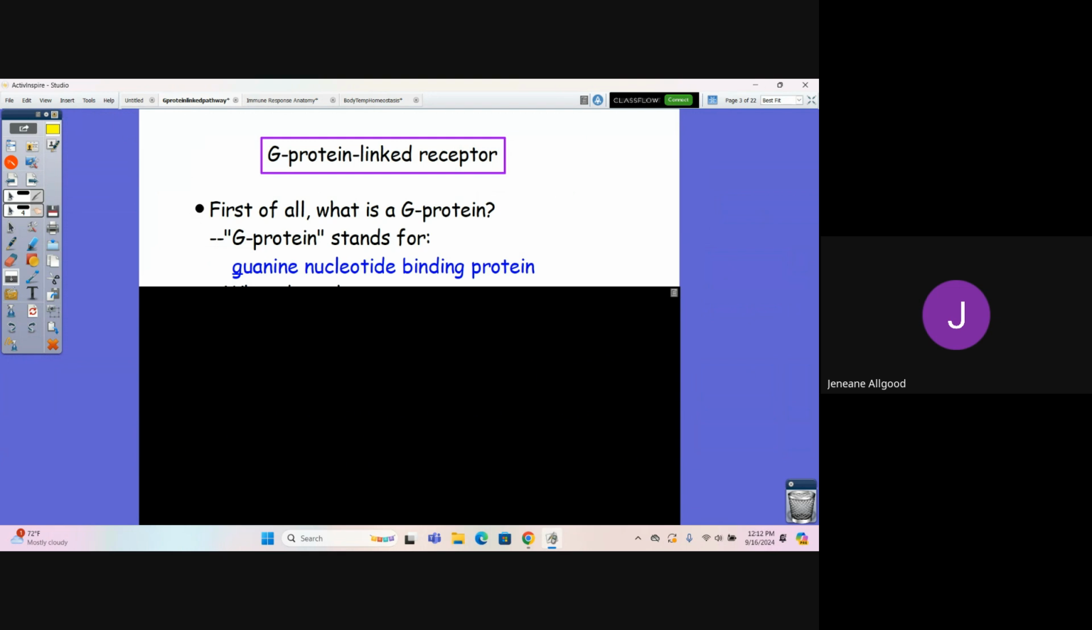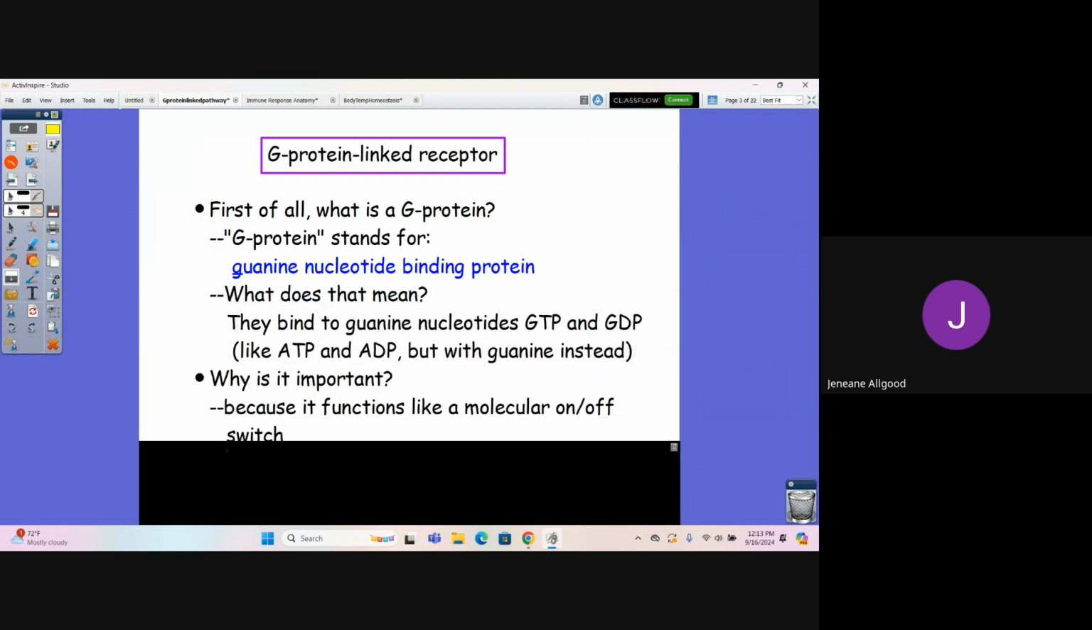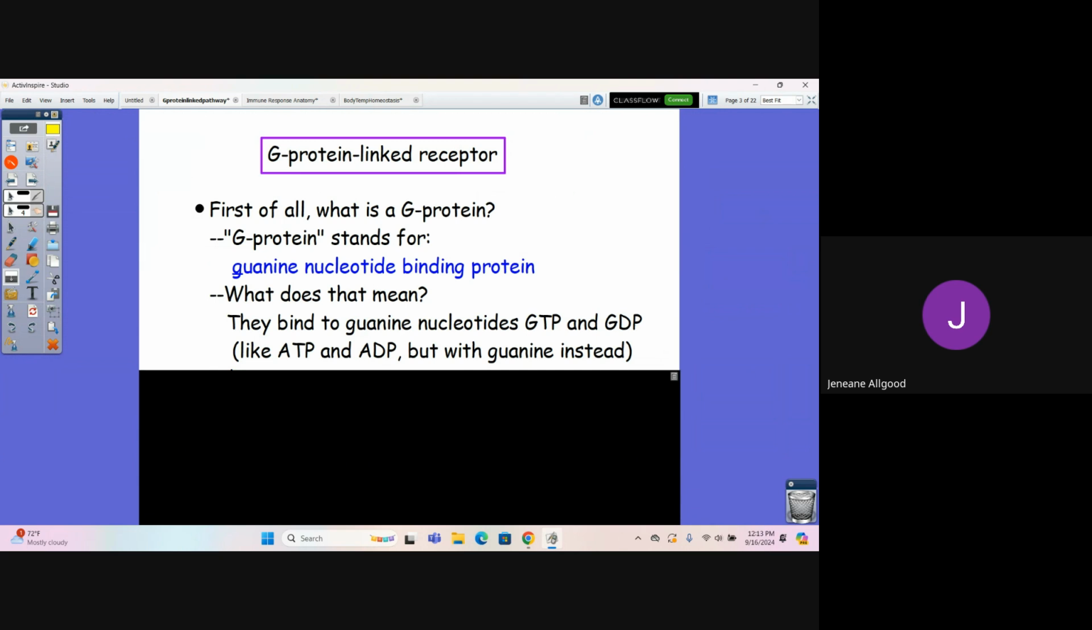All right, peeps. So first of all, what's a G protein? G protein stands for guanine nucleotide binding protein. No, you don't have to memorize that, but I think it also helps to know that the G is for guanine, which is one of your nitrogenous bases. A guanine nucleotide would be like guanine and a sugar and a phosphate group. So it's a guanine nucleotide binding protein. And what does that mean? It means it's a protein that binds to guanine nucleotides like GTP and GDP.